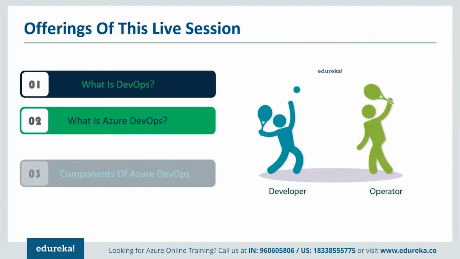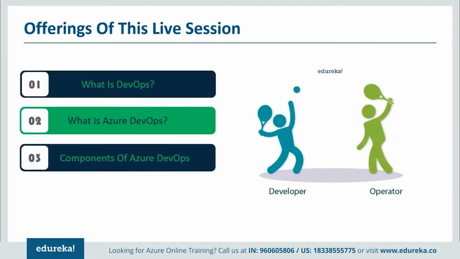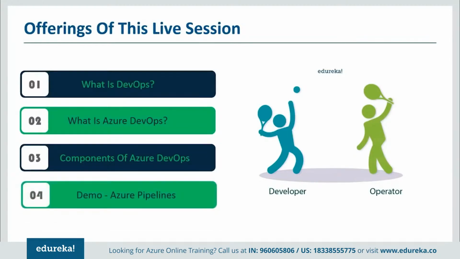And next, we'll learn about what are the different components of Azure DevOps. For example, boards, how do you create your task? How do you keep up your source control? And how do you do deployment? All these things we are going to cover as part of the components of Azure DevOps. Next thing that we are going to cover is a demo on the Azure pipelines. So we have got a lot of things to cover in today's session.